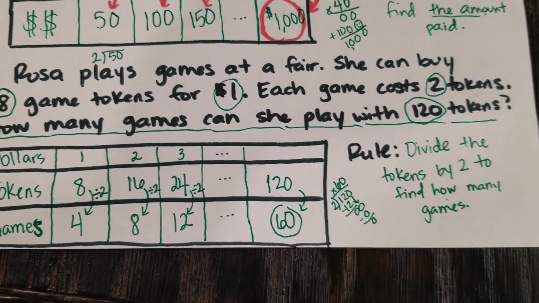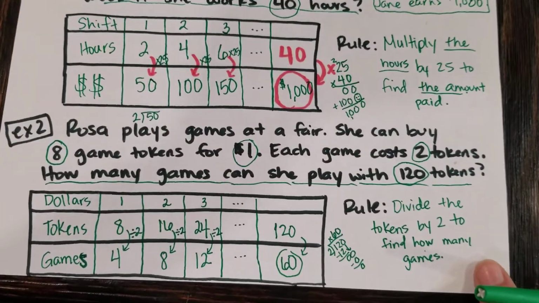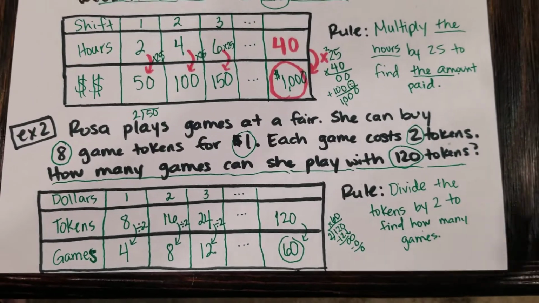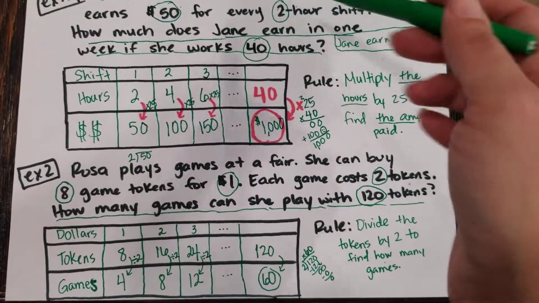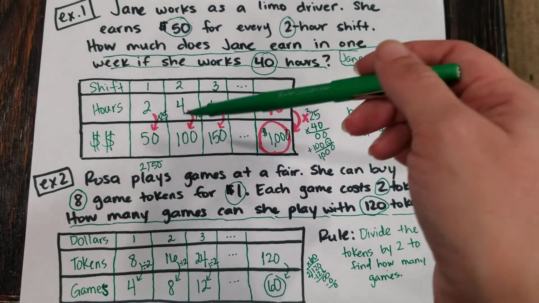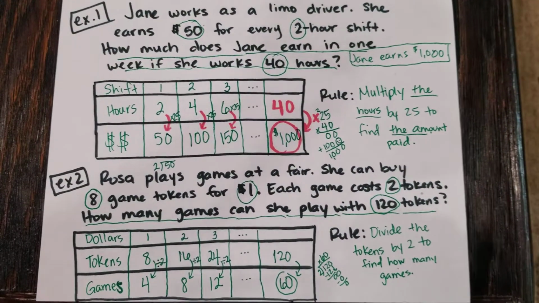All right, that is the end of lesson 6, we are using the strategy of solving a simpler problem. Basically, we're organizing the information from the word problem into a table, finding a rule, and then using the rule to solve the question.